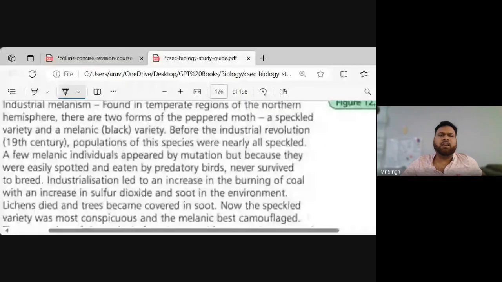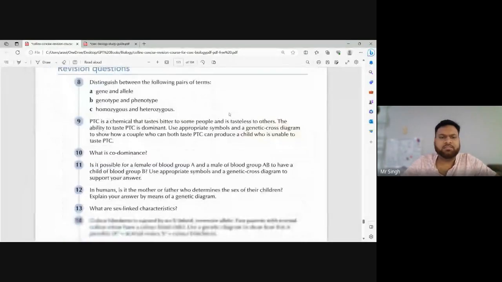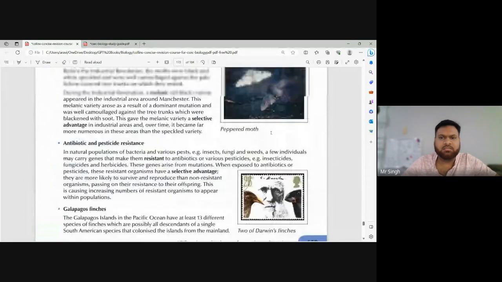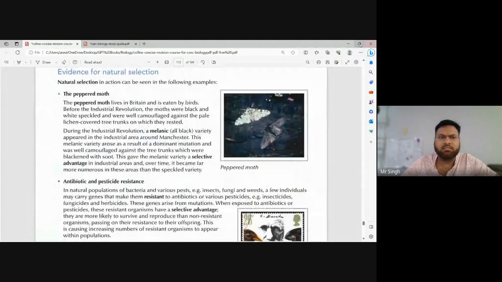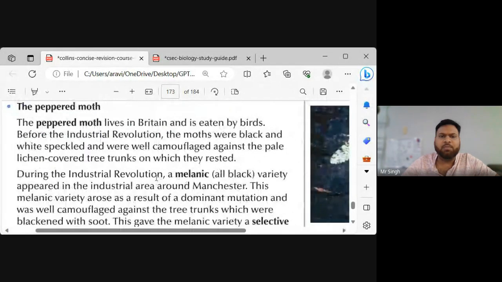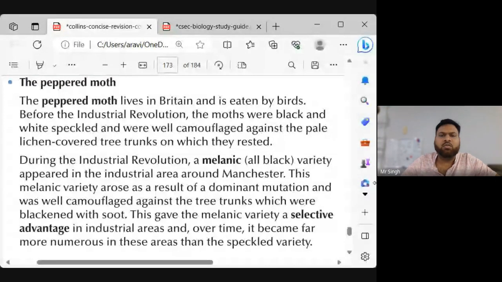Let me just see if I get a better note for this specific example. So I think there is a better one. So the peppered moth. So I want you all to take this down, and that will be it for today's class.